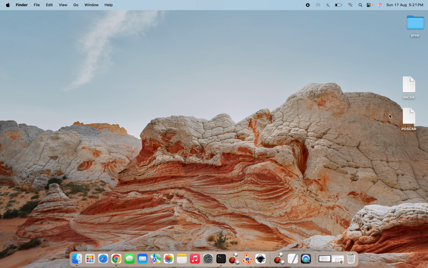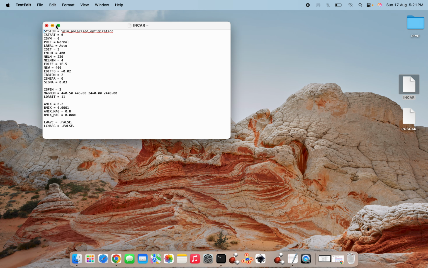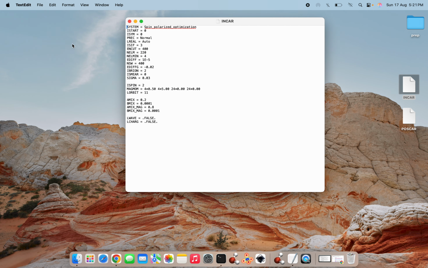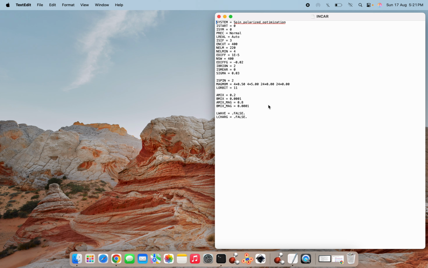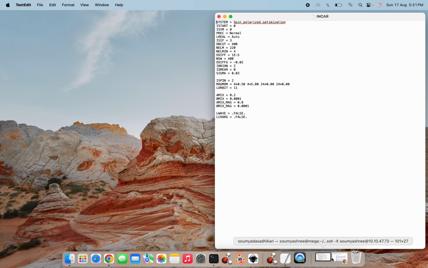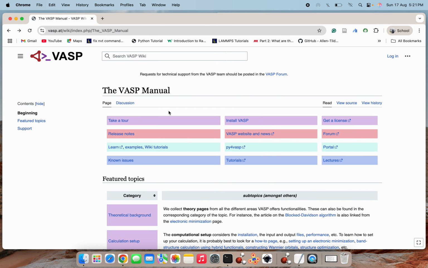So here I have one INCAR file, so I am opening it here. You can see that this is a very simple INCAR file where we are simply optimizing a molecule or a crystal lattice system. Here we have taken three spin related tags, so that we will see from our VASP Wikipedia. So here I am going to search this ISPIN.